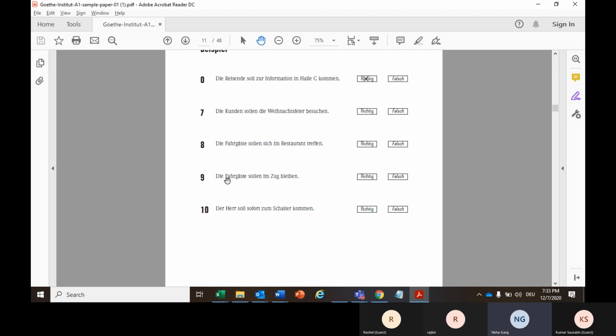Right. So the correct answer is richtig. The Fahrgäste, the travelers, should remain in the train. There was one line which gives you the answer: Wir sollen hier nicht umsteigen. We should not change here. So when you're not changing, obviously you will be staying in the train only.